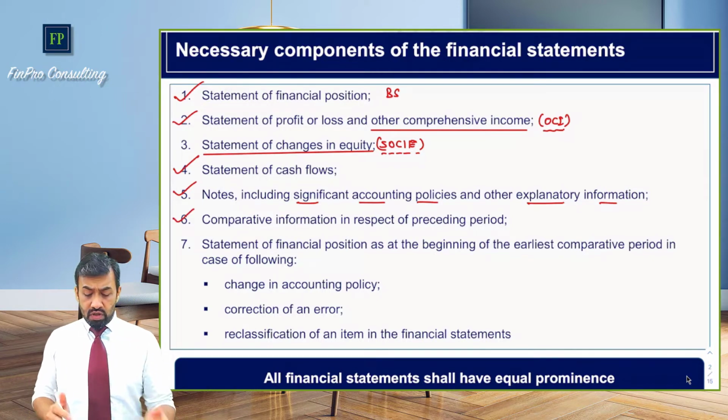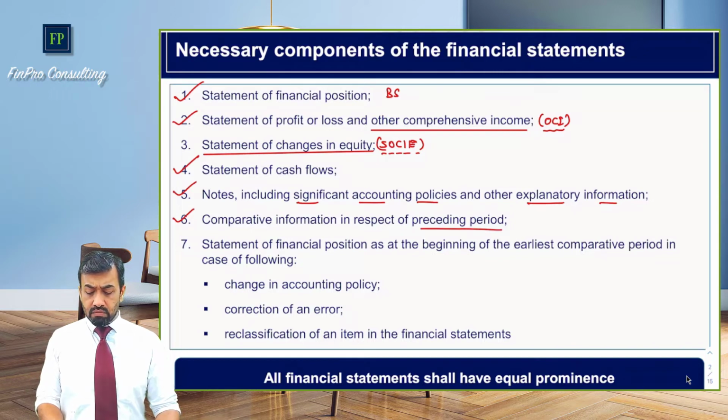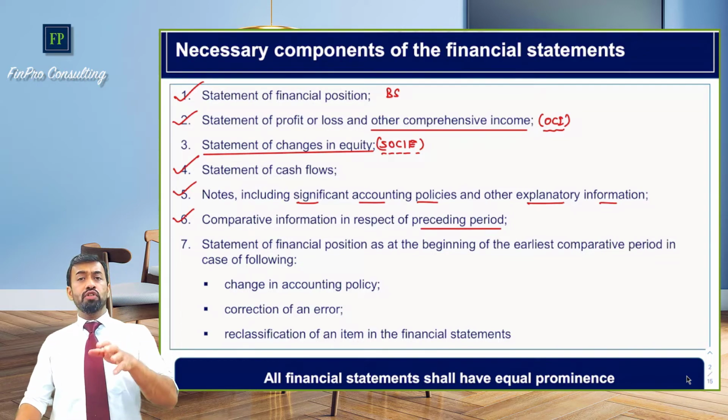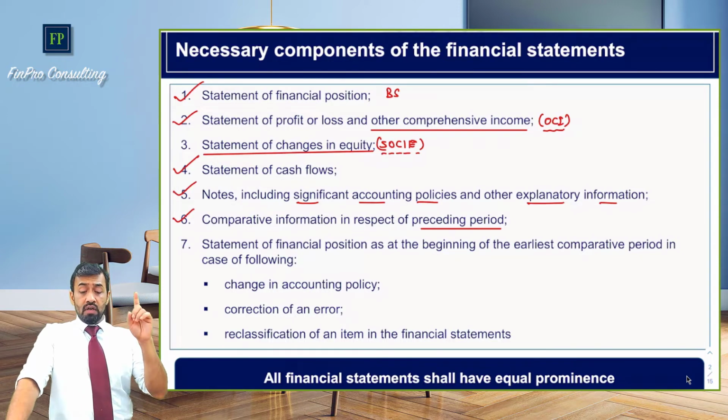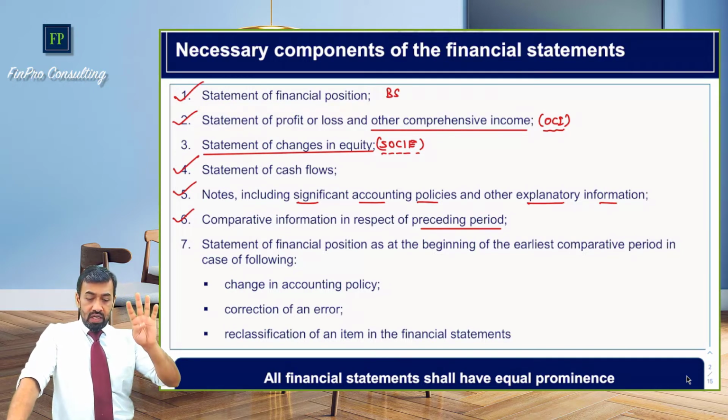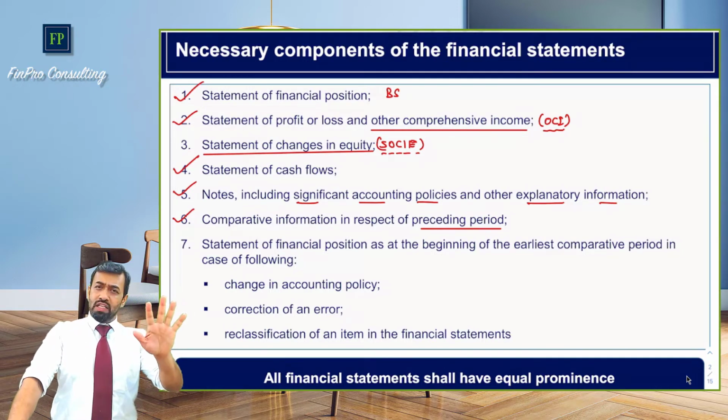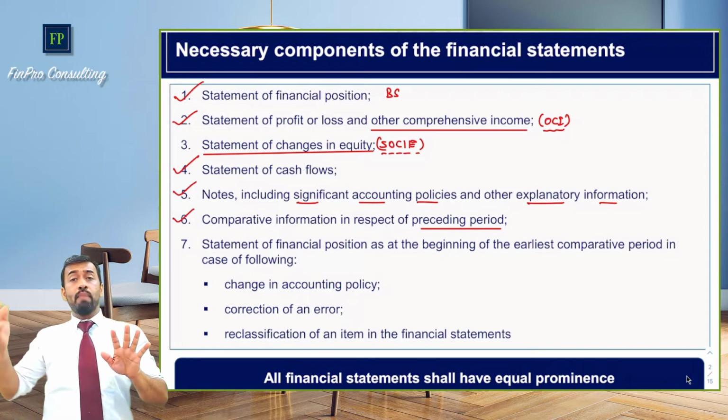Comparative information with respect to the preceding period is required in all these statements. So all four statements: statement of financial position, statement of profit and loss account and OCI, statement of changes in equity, cash flow statements, and notes. All these five statements will require a comparative period.